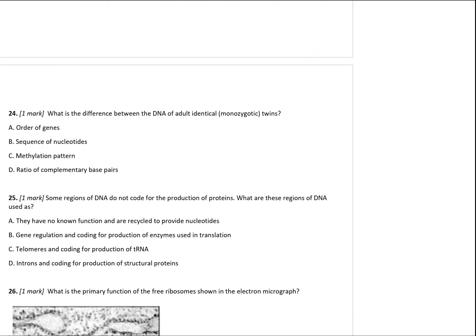Marvellous, right, 24. What's the difference between DNA of adult identical monozygotic twins? So the only thing that can change is something which happens once you're born later in life, and the only thing on this that could be different is the methylation patterns, and that is indeed how they differ.